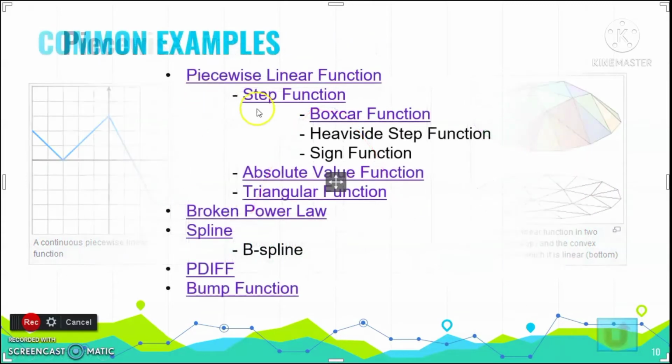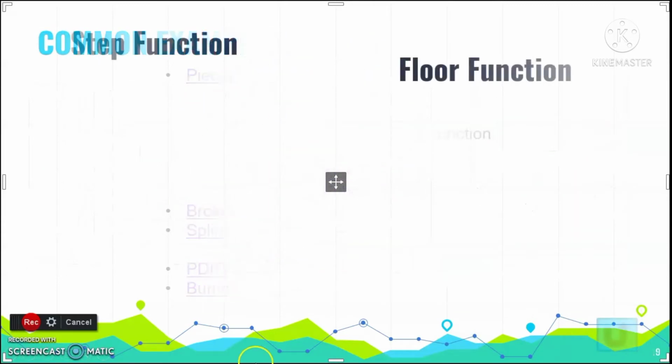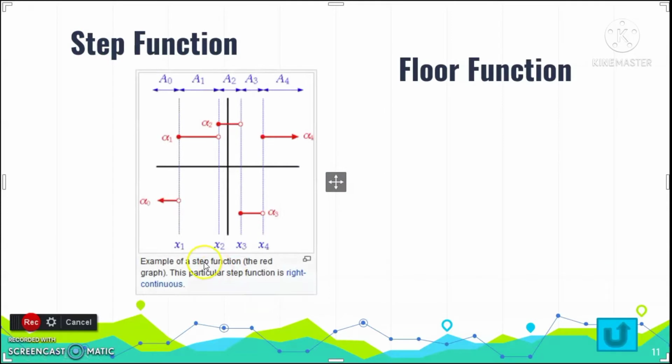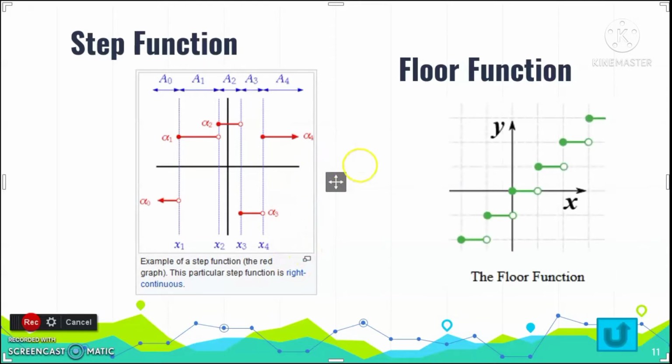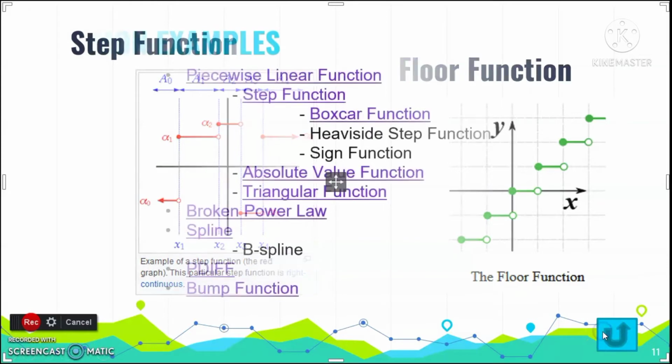Next, we have here the step function. Example of a step function, the graph, this particular step function is right continuous. A piecewise function composed of constant functions. And we also have a floor function. Floor function is a very special piecewise function. It has an infinite number of pieces. So that is a step function.